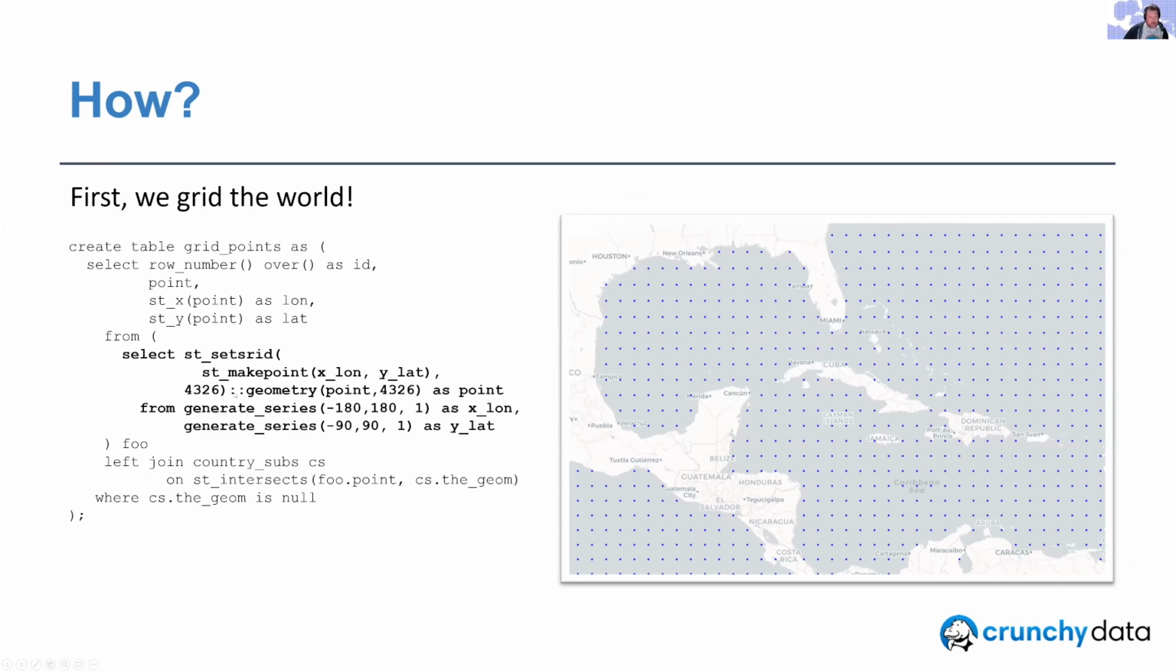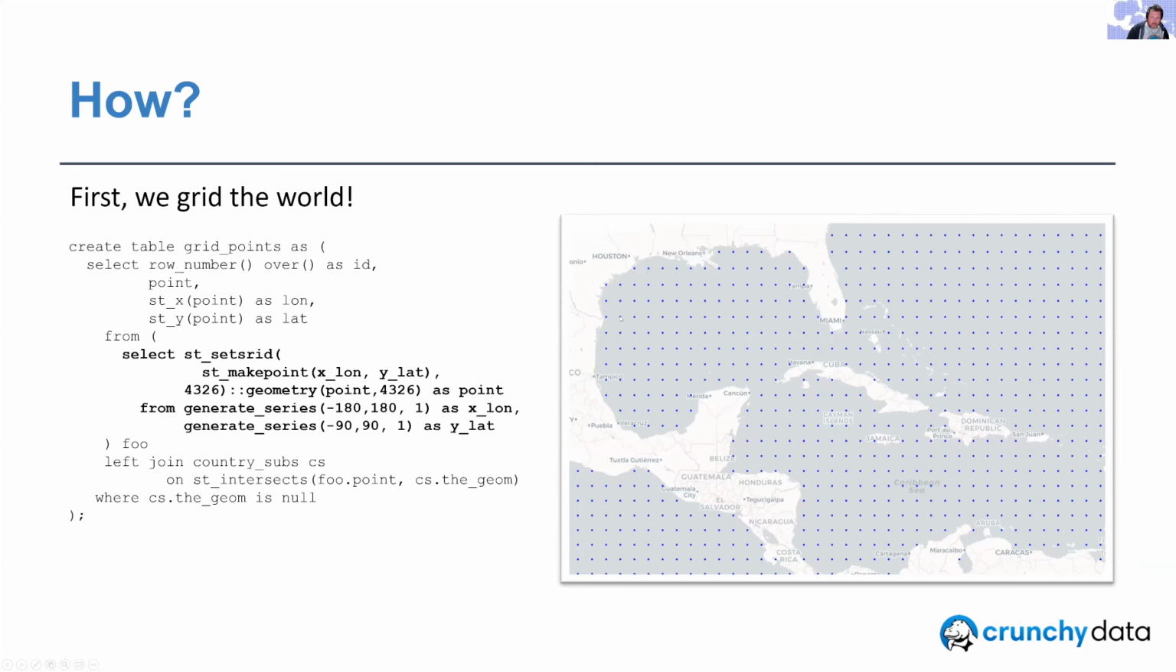So this internal query here that is bolded is using the generate series function in Postgres to create 180 by 90, the entire world gridded off. Then we're going to make sure that we don't have any dots that are on land. And we're going to create an ID and make a point out of this information. And this is what this ends up looking like.